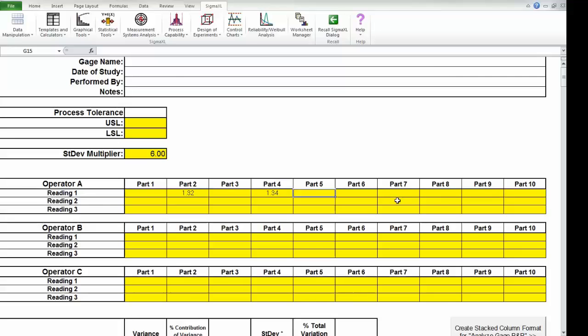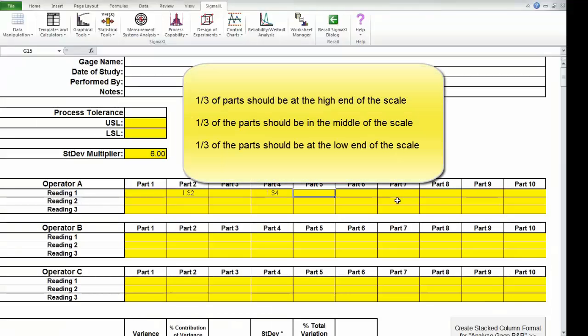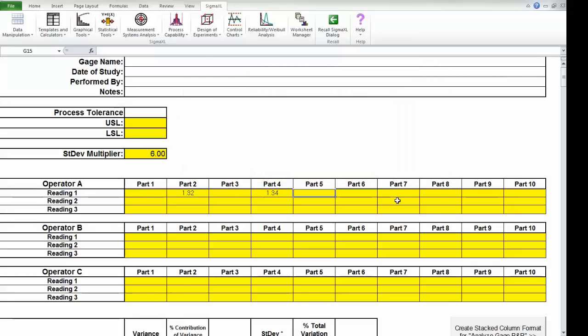Now remember, these parts were selected so that you have roughly 1/3 of them being at the high end of the scale, 1/3 being at the low end of the scale, and about 1/3 in the middle. So we don't expect the readings for all of these parts to be the same for parts 1 through 10. However, on repeated measurements, you would hopefully see the same measurement, because they should be measuring the same part in exactly the same place, in exactly the same way each time they do it.